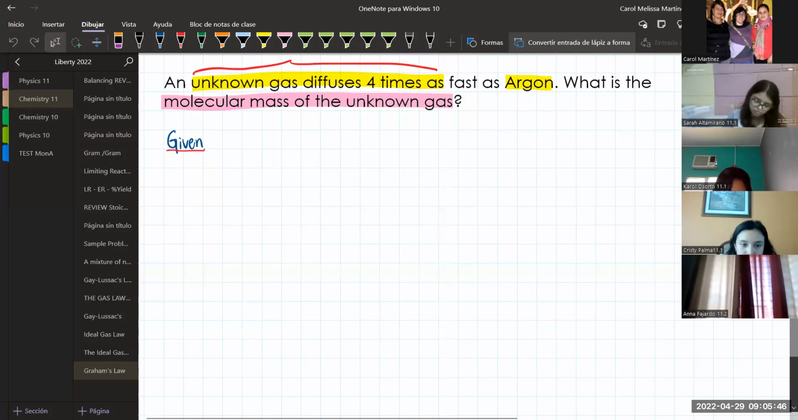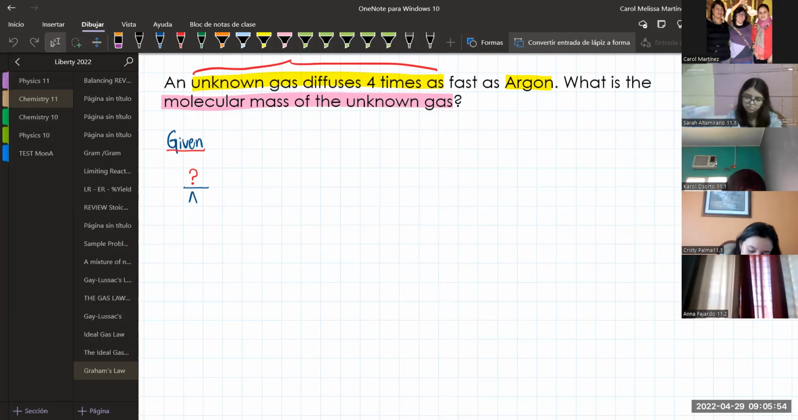In what rate? My unknown gas over my known gas, and that is argon, is equal to 4. That's the rate, okay? I know the molar mass of argon. Is argon diatomic, yes or no? No, it's not diatomic, so I'm just going to write the molecular mass that appears in the periodic table as 39.948 grams.